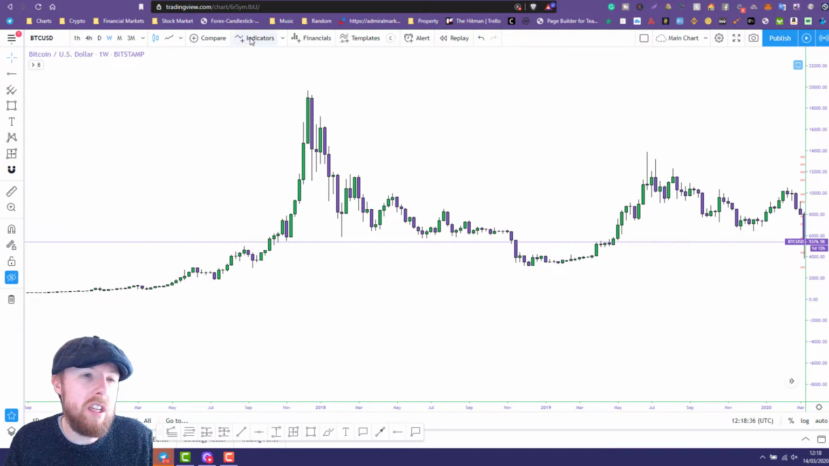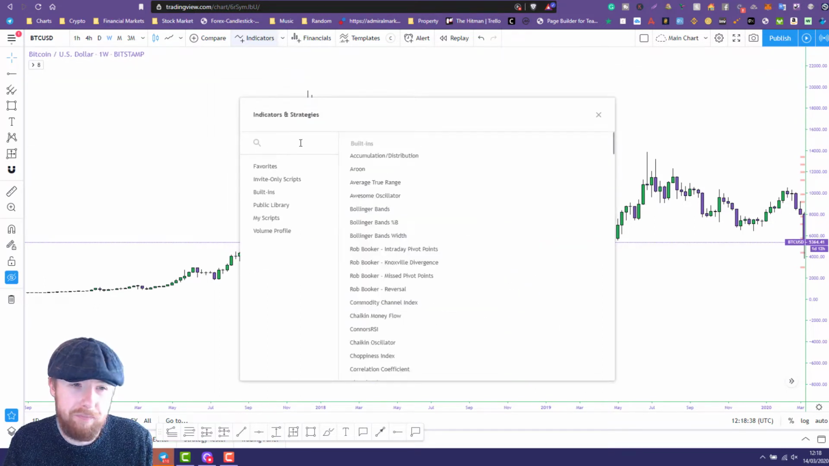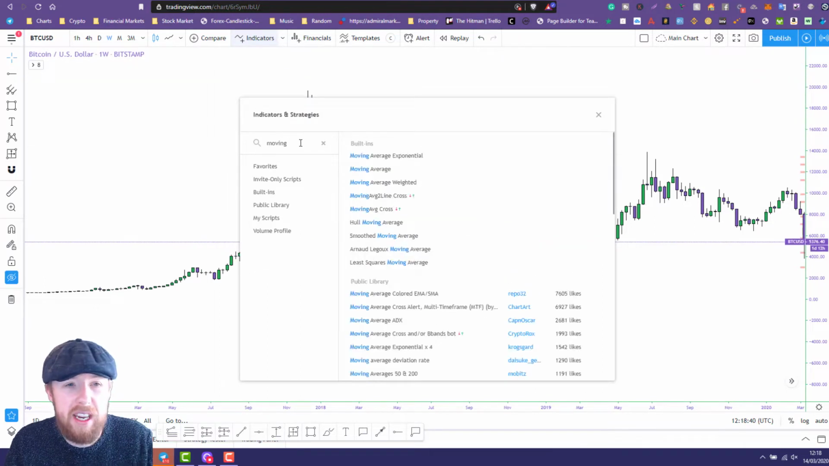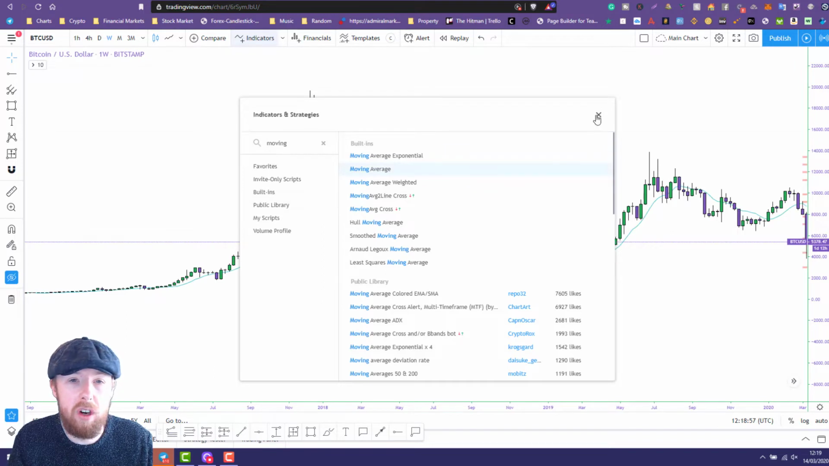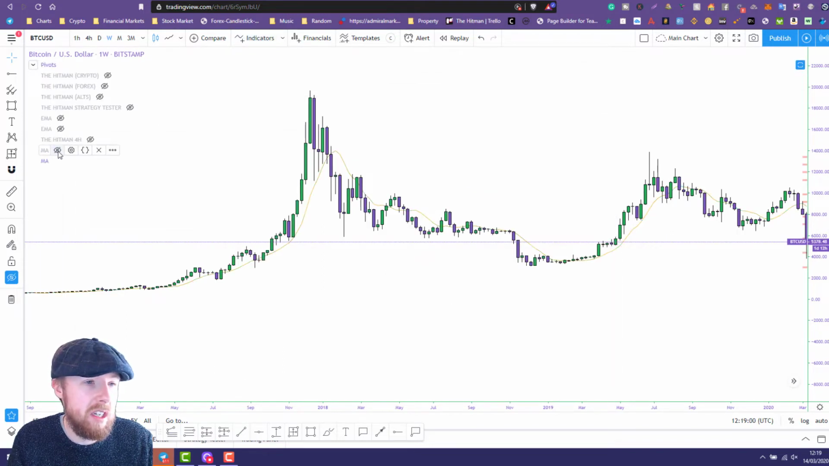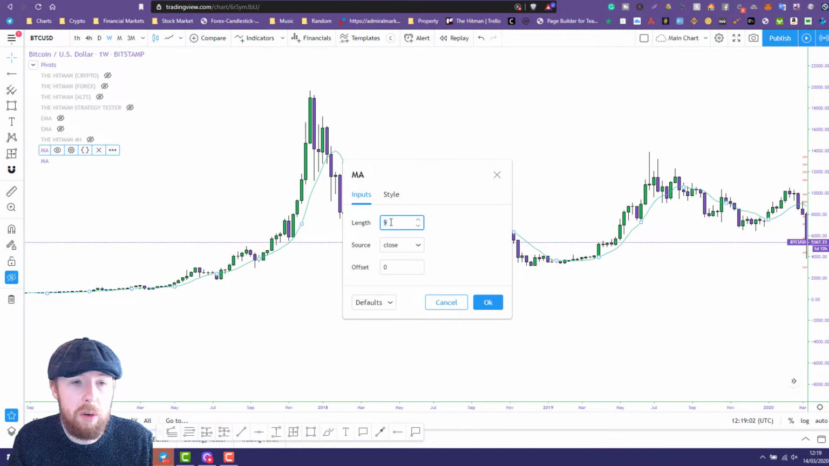So all you need to do is go to indicators, put in moving, and you're going to get a few. In my opinion, depending on what you're going for, there are different ones you can go for, obviously. The moving averages on the longer time frames are good. The 100, the 50, for example, as well as the 200 are very, very good. So let's put on two moving averages. We're going to put a 50, and we're also going to put on a 100.